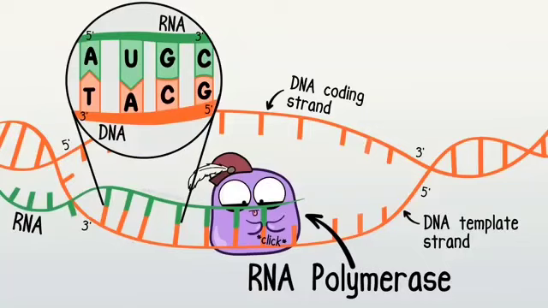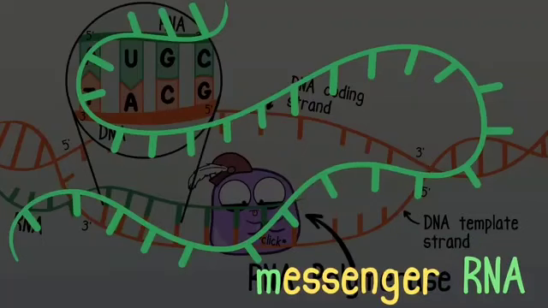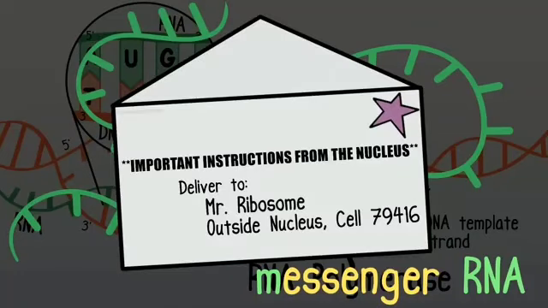In the step of transcription, an enzyme called RNA polymerase will connect complementary RNA bases to the DNA. These RNA bases are bonded together to form a single-stranded mRNA. The M in mRNA stands for messenger. Messenger RNA consists of a message made of RNA that has been based on the DNA.